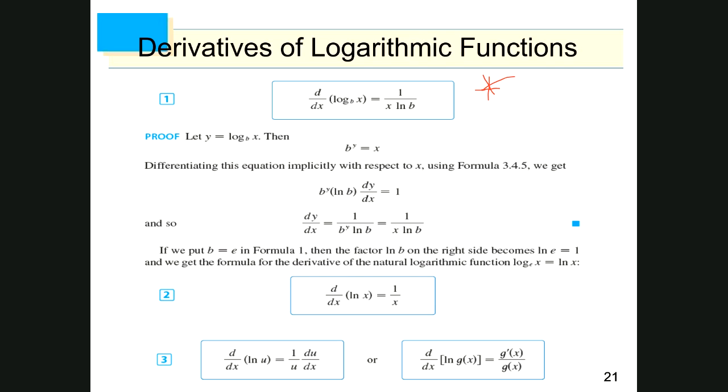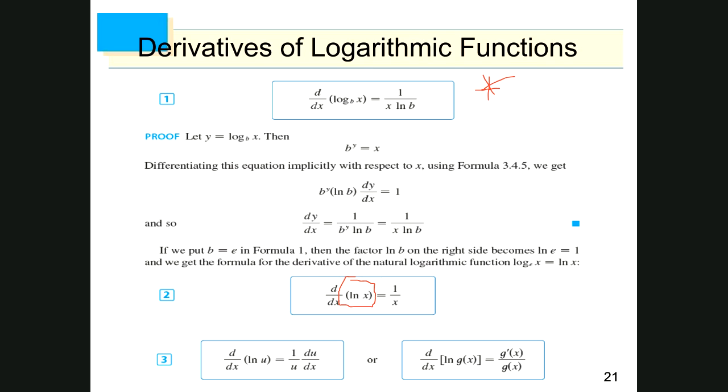Now, if I change the base to e, remember that is now called ln, all right? So ln is just log to the base e. And the derivative will just be 1 over x. Why? Because ln of e is just 1. So if you say 1 over x times ln of e, remember ln of e is just 1. That's why I end up with 1 over x.